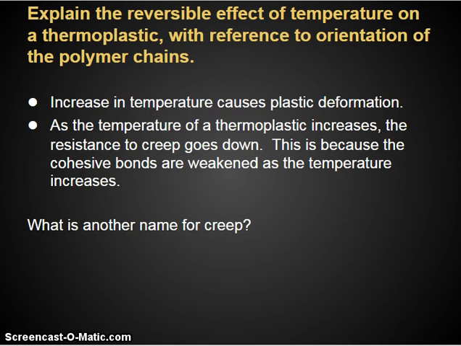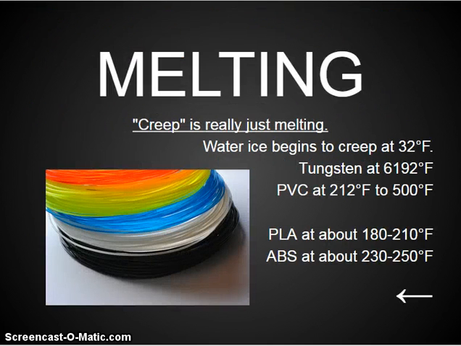A lot of the 3D printers that we use don't fully melt the plastic. They just use this reduction in the resistance to creep to allow the plastic to be formed. Another name for creep is melting. When any material is undergoing creep, it's basically just melting.